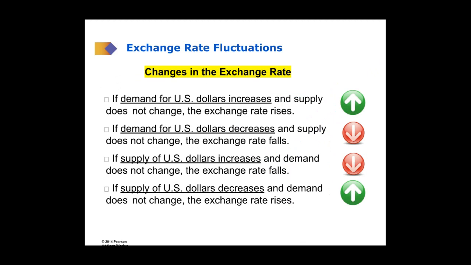If the demand for dollars decreases and, of course, supply doesn't change, ceteris paribus, then the price or exchange rate will fall. When the supply of dollars increases and demand stays the same, the exchange rate, the price, falls. And when the supply of dollars decreases and the demand doesn't change, then the exchange rate rises, the price rises.